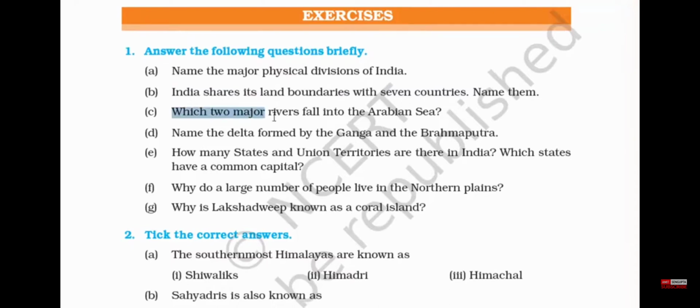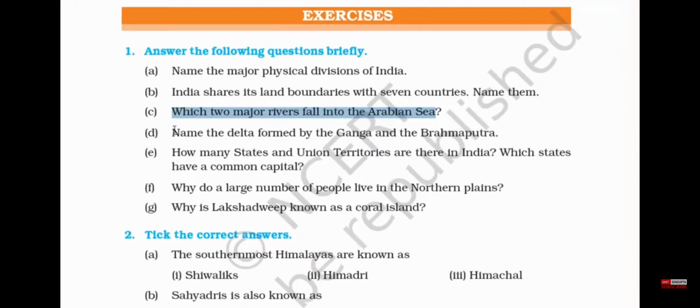Which two major rivers fall in the Arabian Sea? We have read about this. The only two rivers that flow towards the Western Ghats are Narmada and Tapi. So remember this, NT or TN, Tamil Nadu, something like that, just make your own mnemonics. I remember it as Tamil Nadu. T for Tapi and N for Narmada.